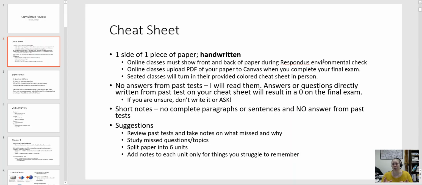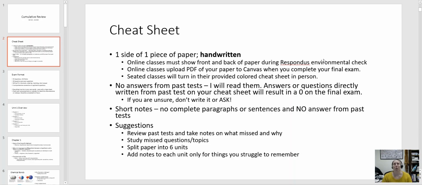You can and you should take a picture of the front and back, ideally with something like Cam Scanner that lets you upload it as a PDF. JPEGs are okay, but sometimes they take pictures and they make them really small, and I want to be able to read what you write on your cheat sheet. Seated classes will turn in their provided colored cheat sheets that are available to them. I will be going through them.